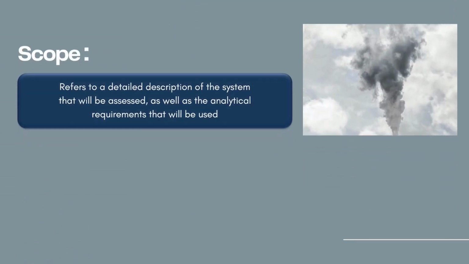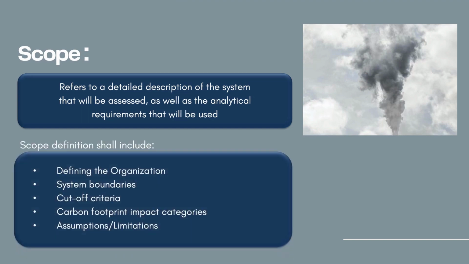Scope refers to a detailed description of the system that will be assessed, as well as the analytical requirements that will be used. Scope definition shall include defining the organization, unit of analysis, and product/services, amount of goods/services over the reporting period, system boundaries, cutoff criteria, carbon footprint impact categories and assumptions or limitations.